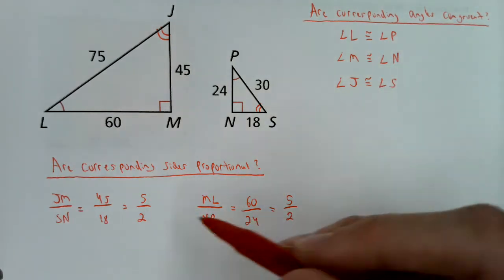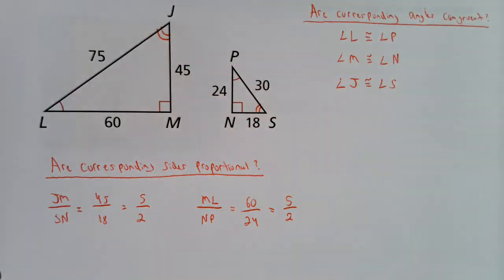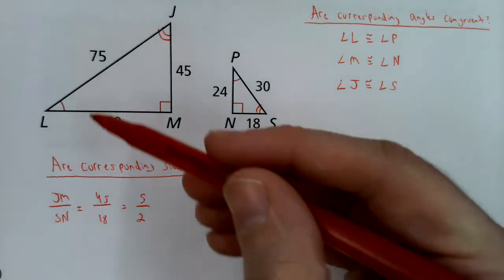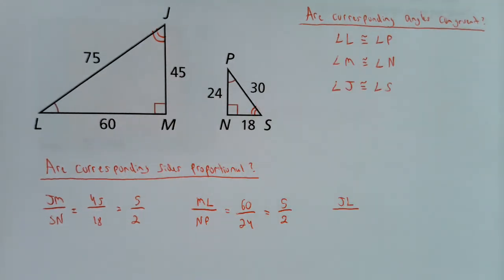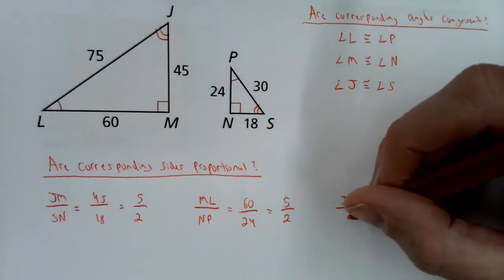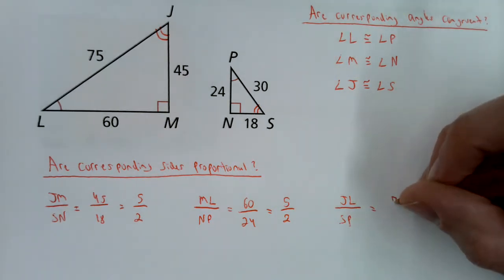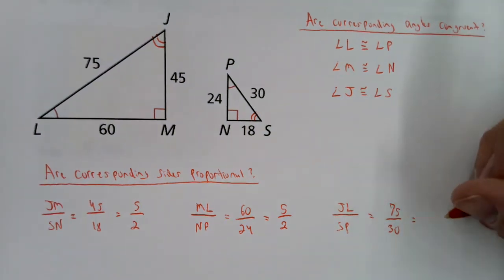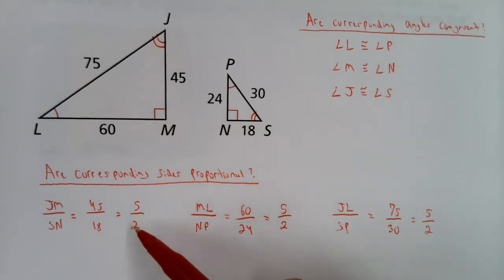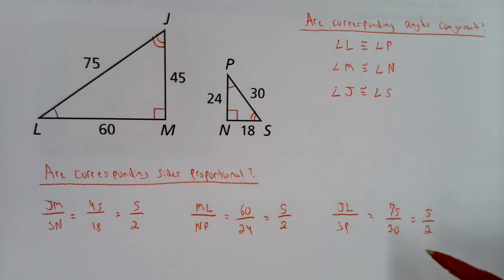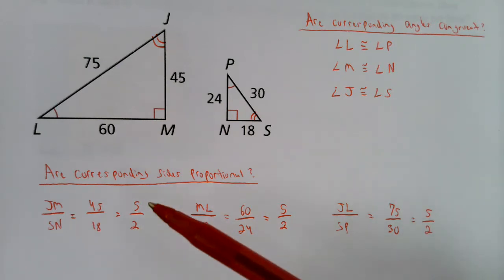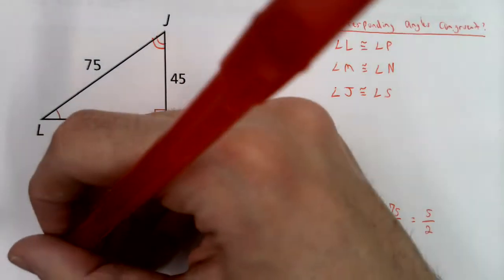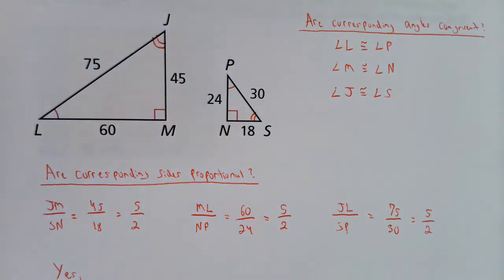Okay, cool. Now let's compare the biggest sides of each triangle together. So let's compare JL, the biggest side 70, with the biggest side here, which is SP. So we're going to compare 75 with 30. Simplify that fraction. Divide each one by 15. You get 5 halves. So since each fraction simplifies to the same number, that means that the corresponding sides are proportional. So yes, the two triangles are similar.